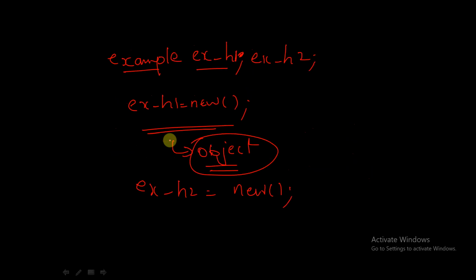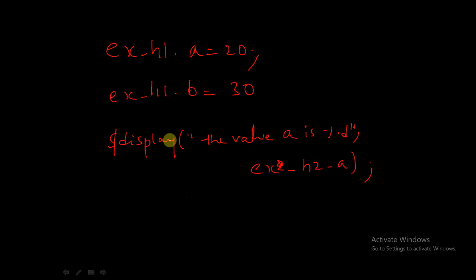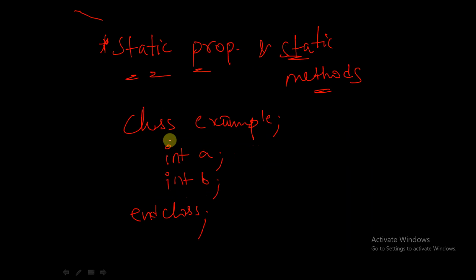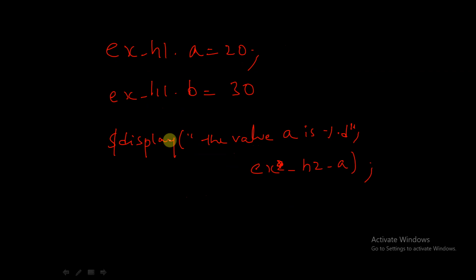So what I'm doing basically, I've created two handles ex_h1 and ex_h2, and I've created objects for these two handles. Now I'm assigning the property values: ex_h1.a is equal to 20 and ex_h1.b is equal to 30. And I'm displaying the value of a is %d, with ex_h2.a. So can anyone guess what the display statement that will be printed is? That is, what is the value of a that will be printed? Any idea? Any guess?